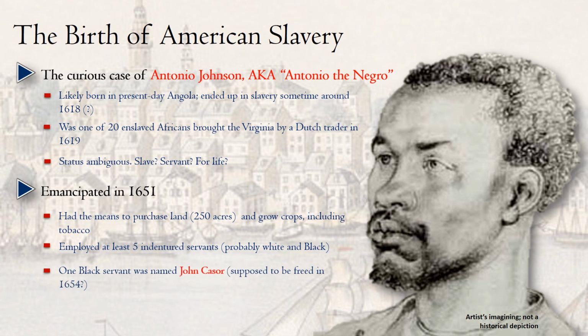Now, one of his servants was a black man named John Casor. And John Casor, according to court records, is supposed to be freed somewhere around 1654. But an interesting twist happens in the case of John Casor. Anthony Johnson refused to free John Casor. He told him, "I don't care what your contract says. I don't care when your freedom dues are supposed to come in. Get back to work."